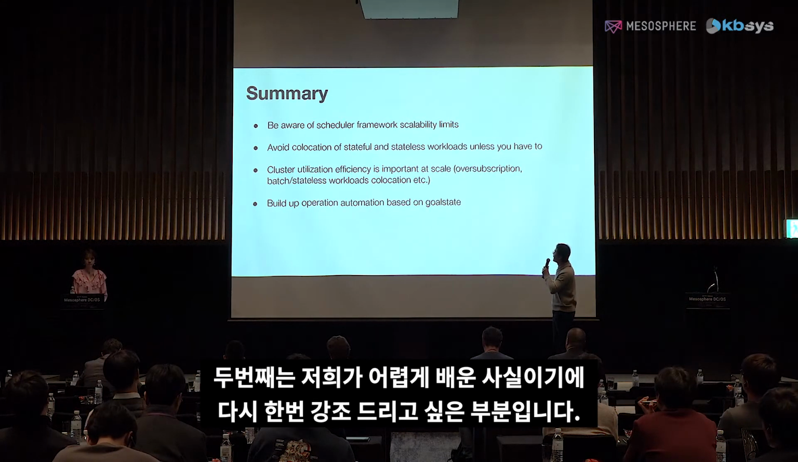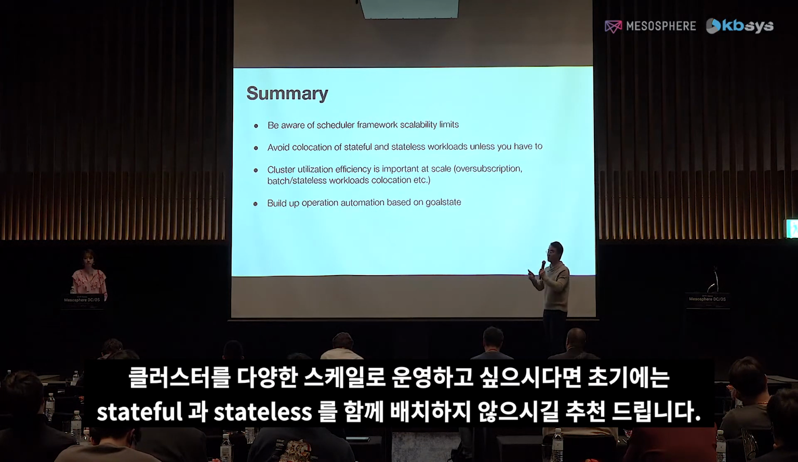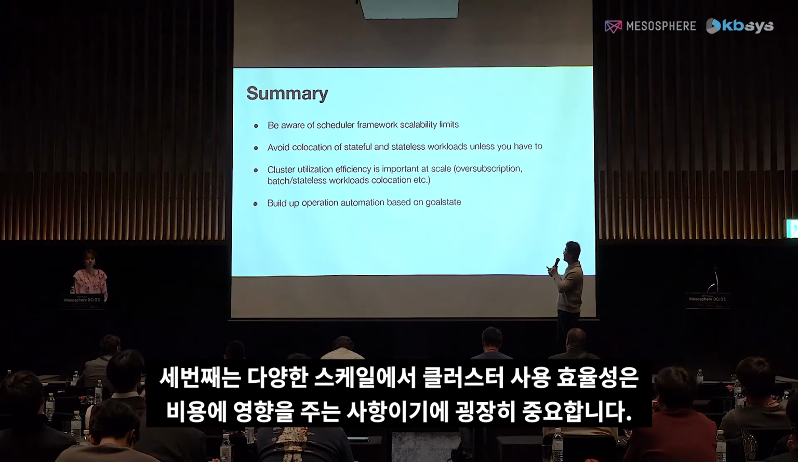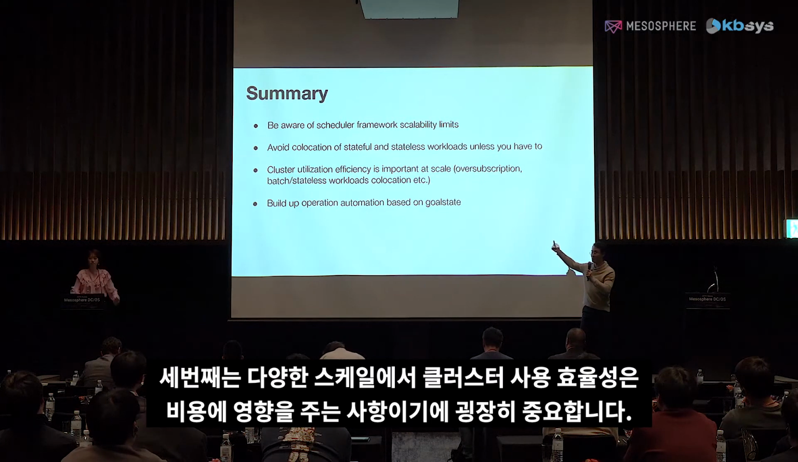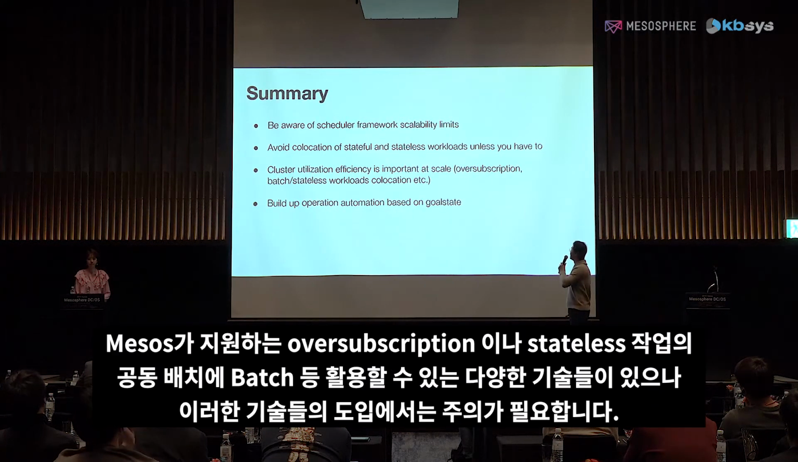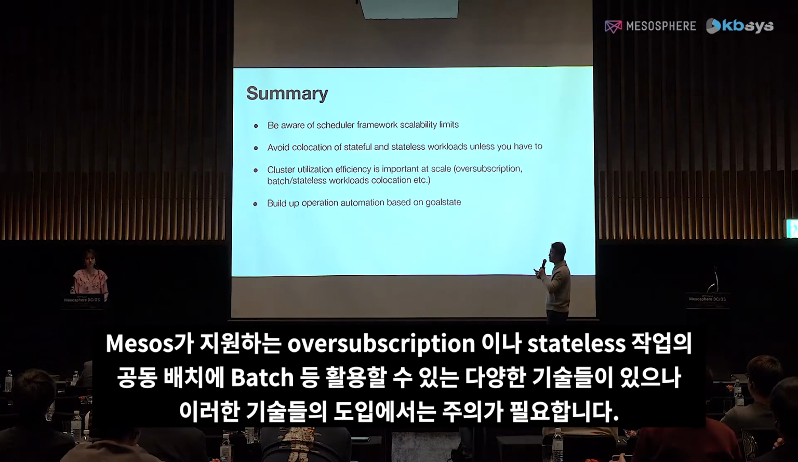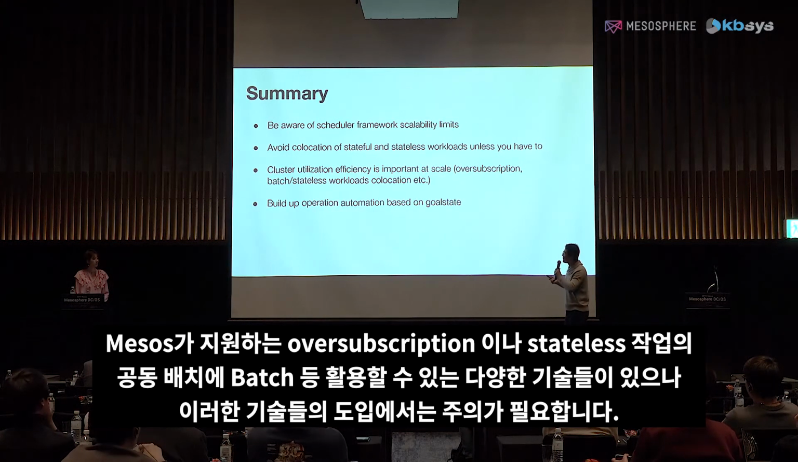The second one, I want to emphasize again because we really learned this as a hard lesson: try to avoid co-location of stateful and stateless workloads at the beginning, unless you have to, especially when you're operating a cluster at scale. The third one, cluster utilization efficiency is very important at scale because that's the key factor that impacts your cost. There are various technologies you can think of leveraging, such as oversubscription supported by Mesos, and batch and stateless workload co-location, but be careful when you leverage those technologies.